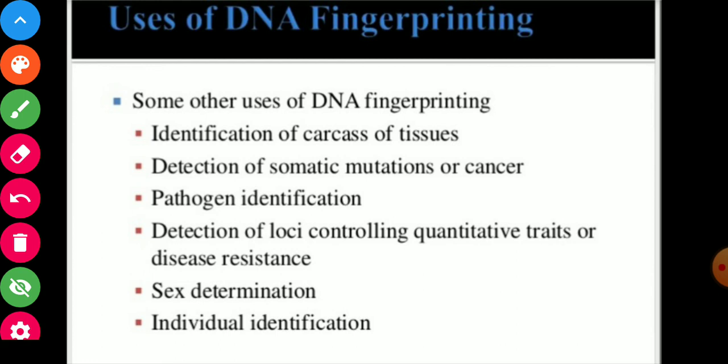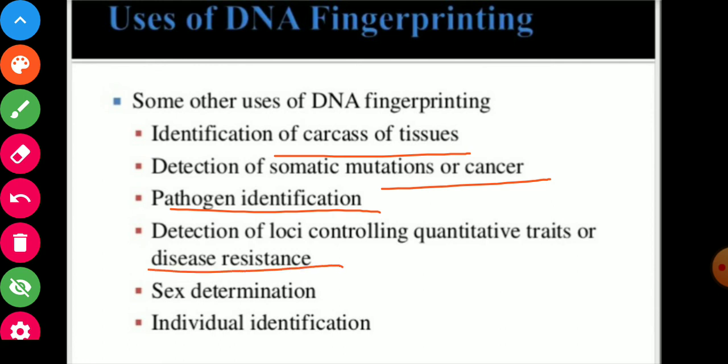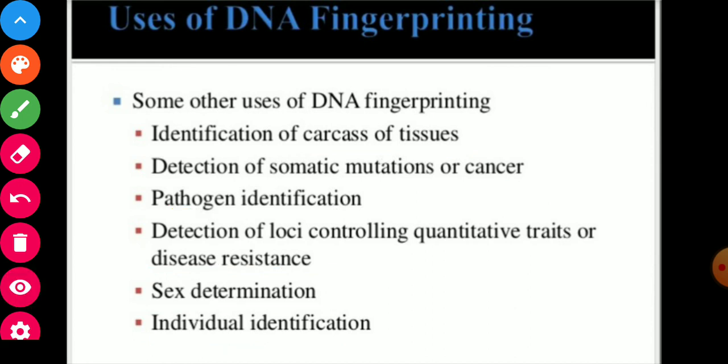And some other uses are also there: identification of carcass of tissues, detection of somatic mutations or cancers, pathogenic identifications, detection of loci controlling quantitative traits or disease resistance, sex determination, and individual identification. These are some other areas where DNA fingerprinting can be used.